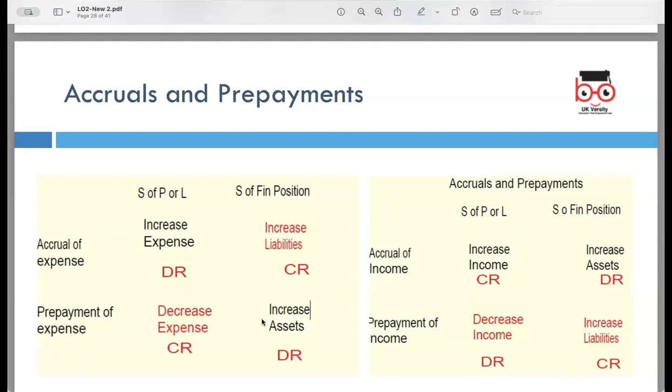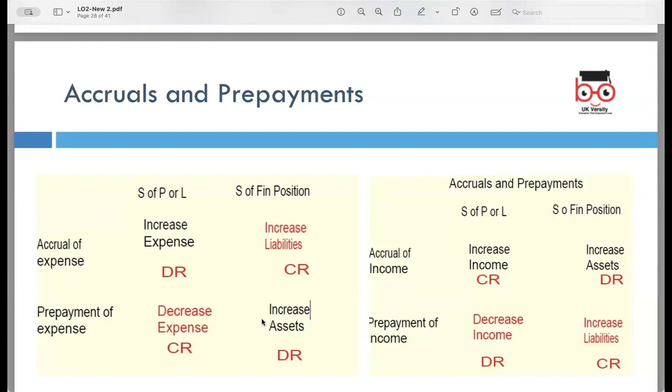Accruals and prepayments. Expenses incurred but not yet paid are accrued to match them with the period in which they are incurred. So this process increases expenses in the statement of profit and loss and creates a corresponding liability, an increase in liability on the statement of financial position.